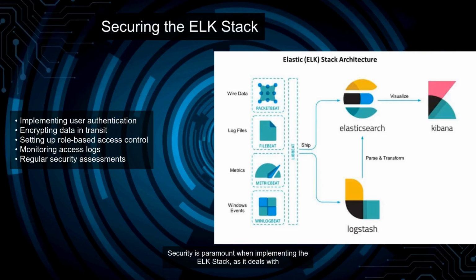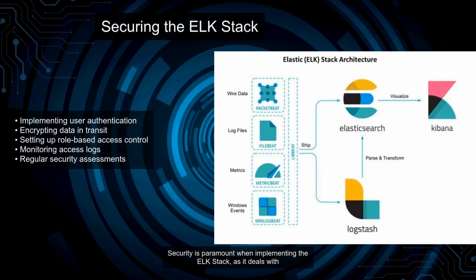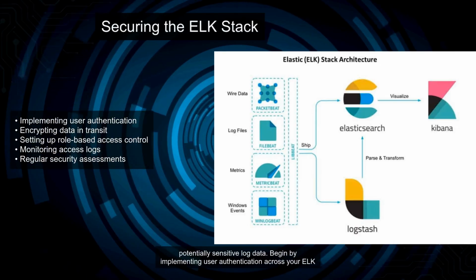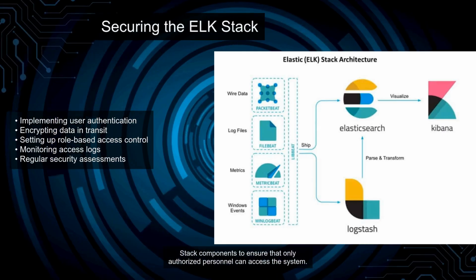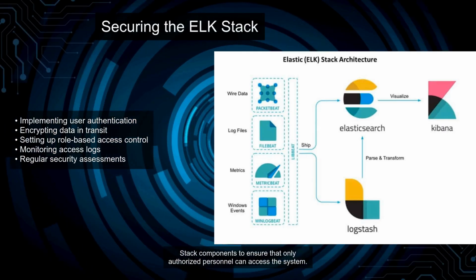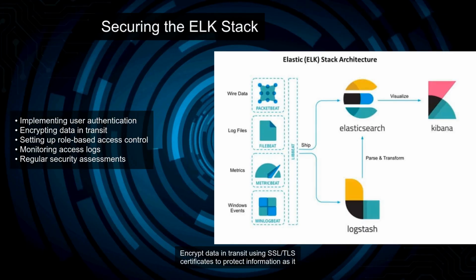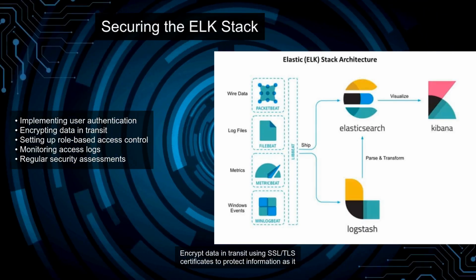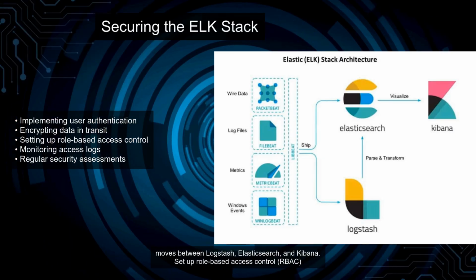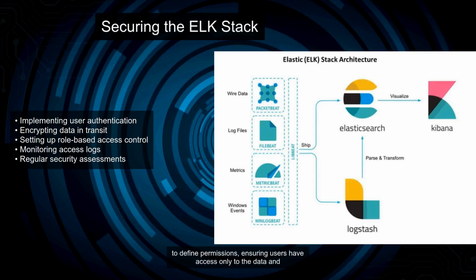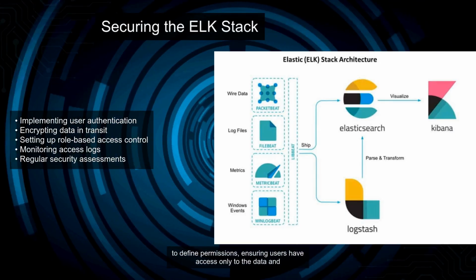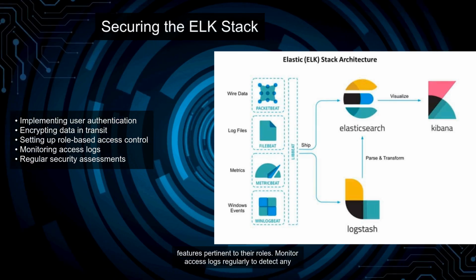Security is paramount when implementing the ELK Stack, as it deals with potentially sensitive log data. Begin by implementing user authentication across your ELK Stack components to ensure that only authorized personnel can access the system. Encrypt data in transit using SSL/TLS certificates to protect information as it moves between Logstash, Elasticsearch, and Kibana. Set up role-based access control, RBAC, to define permissions, ensuring users have access only to the data and features pertinent to their roles.